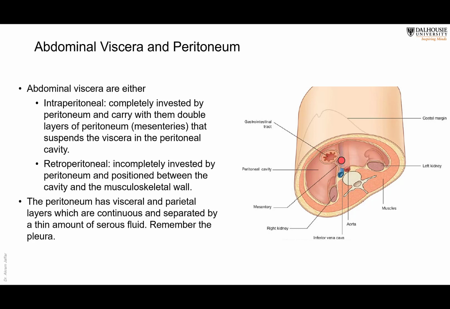Some other organs, especially in the gastrointestinal tract, the small intestine for example, are almost completely covered by peritoneum, and they are suspended by a double fold of peritoneum, which is called mesentery. So they are called intraperitoneal. The term might be confusing, intraperitoneal. They are not inside, but they are almost completely covered by peritoneum, as you can see here. So when we describe abdominal organs, we say that they are intraperitoneal or retroperitoneal. Again, the term intraperitoneal is confusing. It doesn't mean that it's inside, but it means that it has a double fold of peritoneum, which is called mesentery.